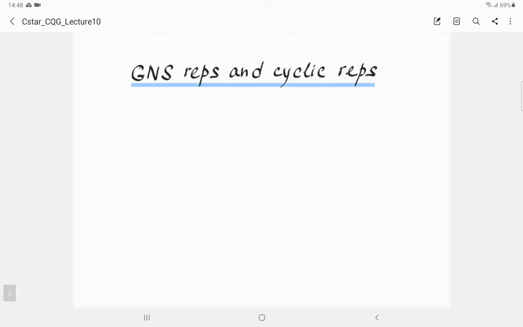Okay, so our first goal for today will be to study a relation between GNS representations and cyclic representations of C-star algebras. So roughly, we're going to show that these objects, I mean GNS representations and cyclic representations, are essentially equivalent.